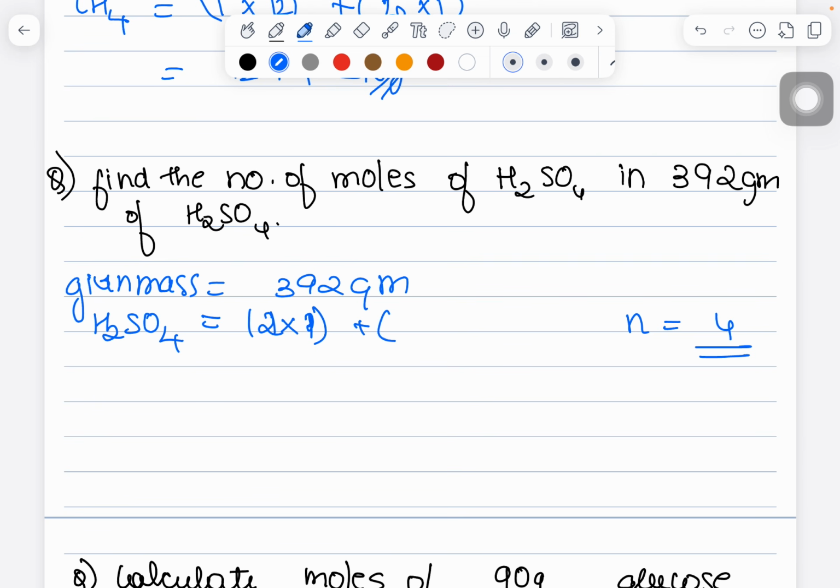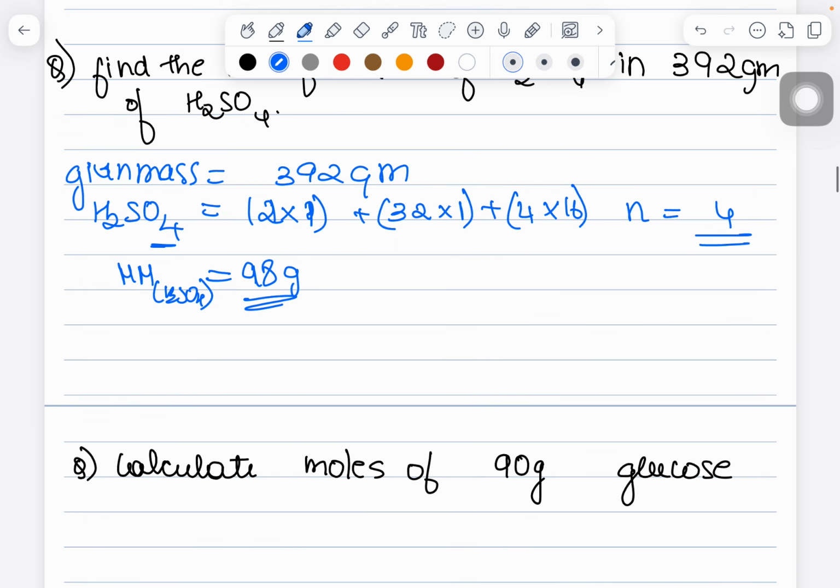What is the atomic mass of sulfur? Sulfur is 32, into how many sulfurs do we have? We have 1, plus oxygen. How many oxygens do we have? We have 4. What is the atomic mass of oxygen? That is 16. So if you sum up 2 plus 32 plus 4 times 16 is 64, the total will be 98 grams for H2SO4. So molecular mass of H2SO4 is 98.